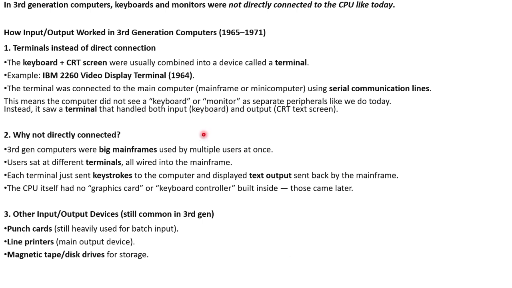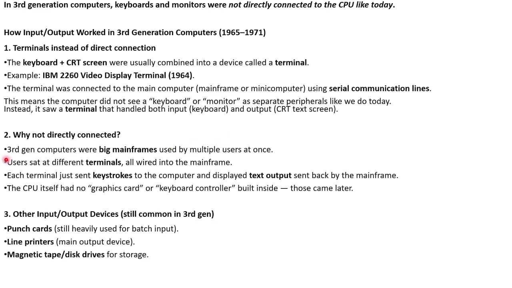In third generation computers, keyboards and monitors were not directly connected to the CPU like today. How did input output work in third generation computers? Through a terminal instead of a direct connection. The keyboard plus CRT screen is known as a terminal, usually combined into a single device block. An example is the IBM 2260 video display terminal, which was built in 1964. The terminal was connected to the mainframe or minicomputer using serial communication lines. This means the computer did not see a keyboard or monitor as separate peripherals like we do today. Instead, it saw a terminal that handles both input, the keyboard, and output, the CRT text screen.